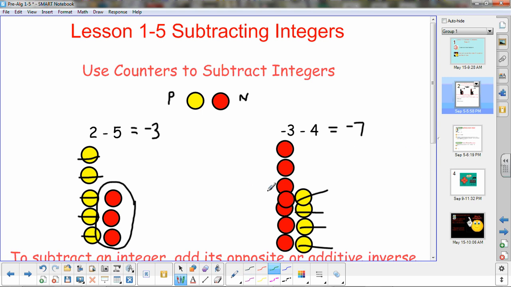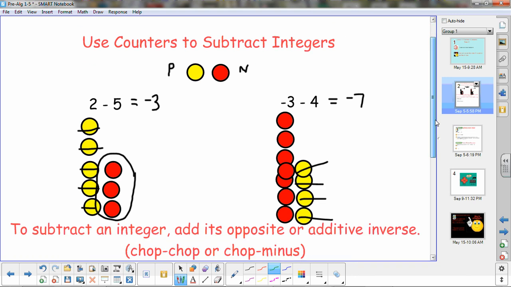Another way to solve these problems is to change them to addition problems by adding the opposite. If I were to change 2 minus 5 to adding the opposite, then it's the same type of problem we worked on in the last video. 2 plus a negative 5, they're different signs, so you subtract the two numbers and you get the 3, and then it's going to be negative because negative 5 has the greatest absolute value, or it's furthest from 0 on the number line.